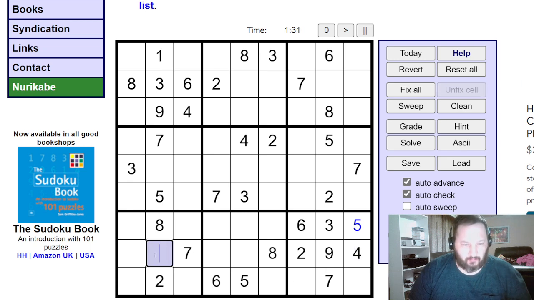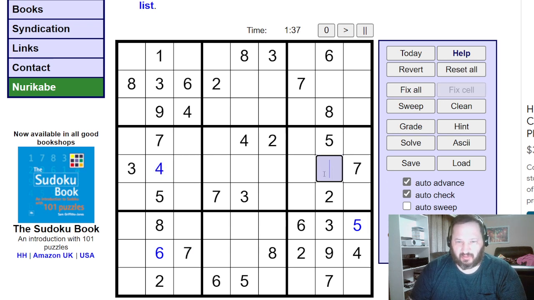Okay, and I do have a 4 here, so that's going to make that a 6 and make that a 4. Now that 4 is going to tell me that this can't be a 4 and help me put that 1 and 4. Oh, see, wasn't that kind of cool? Got a nice little pattern there planned out for us.